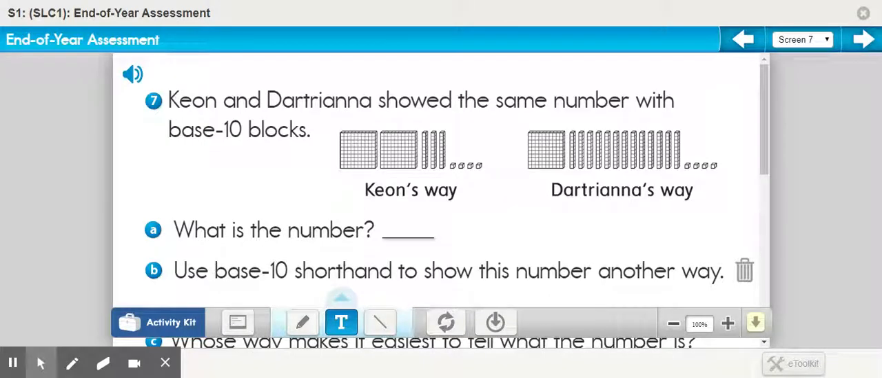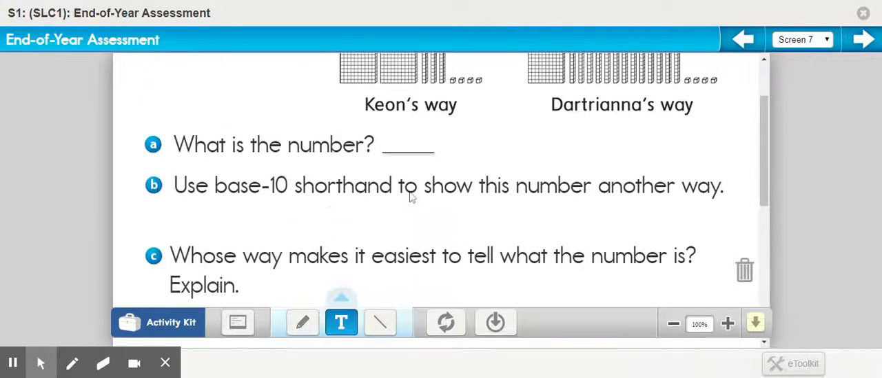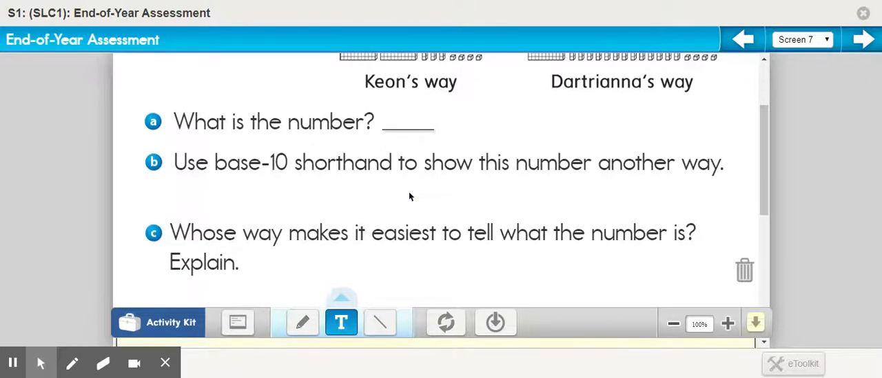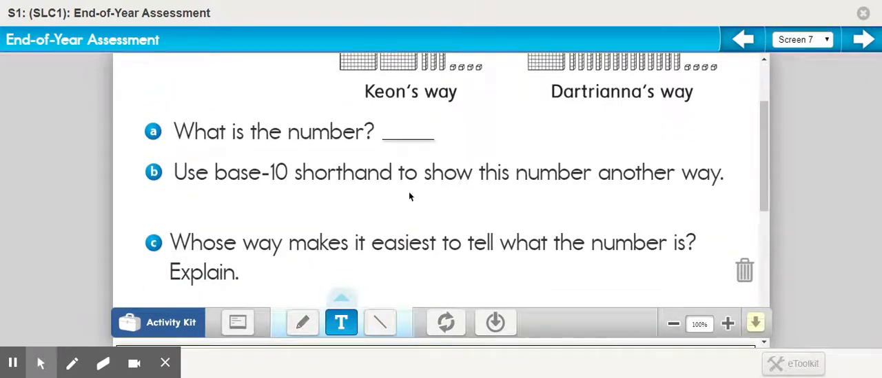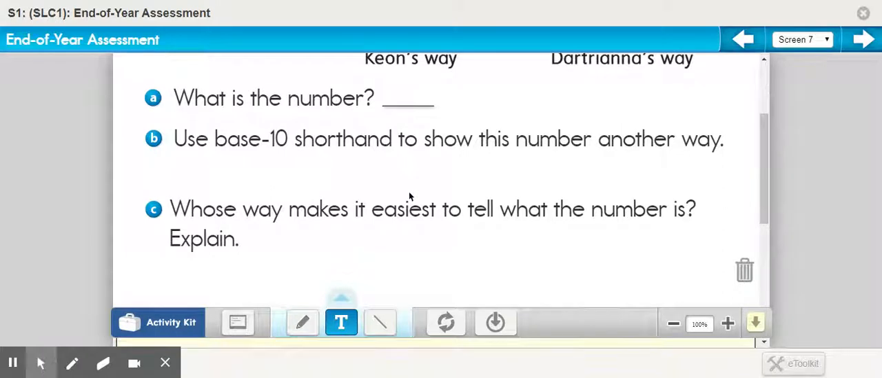Today we will discuss number 7 on the end of year assessment. It reads, Kian and Dartriana showed the same number with base 10 blocks. Kian's way, Dartriana's way. 7a reads, what is the number? 7b reads, use base 10 shorthand to show this number another way. And 7c reads, whose way makes it easiest to tell what the number is?